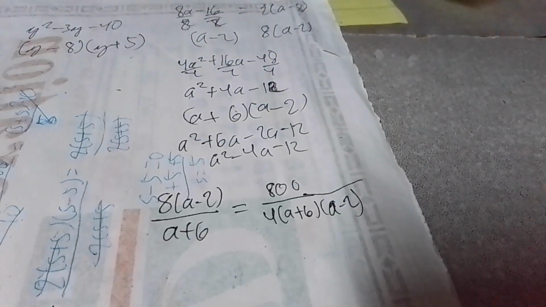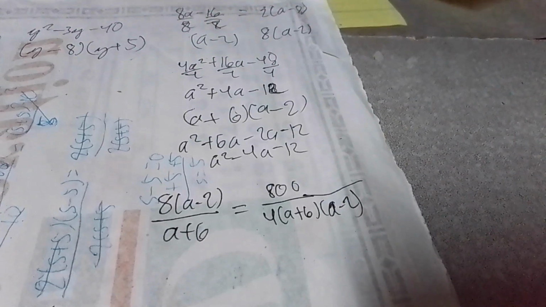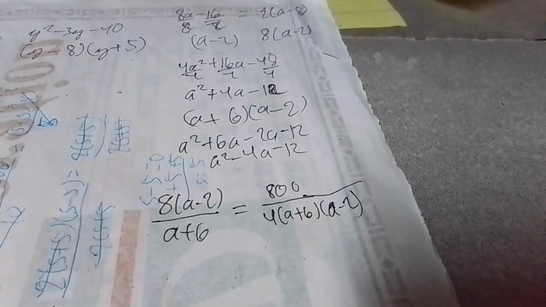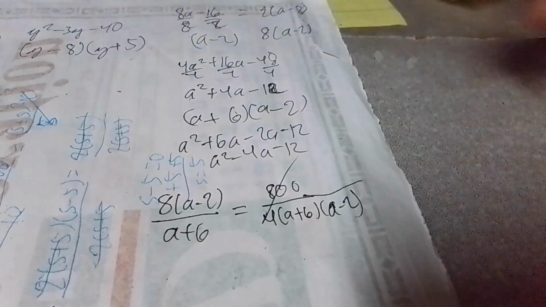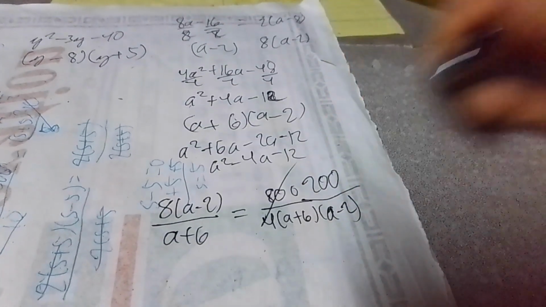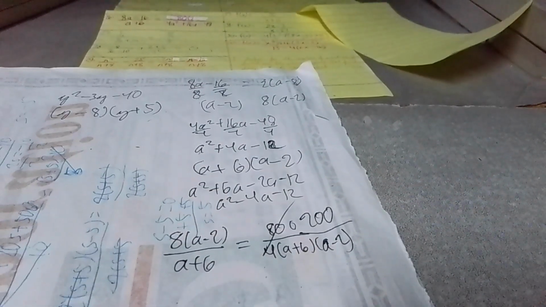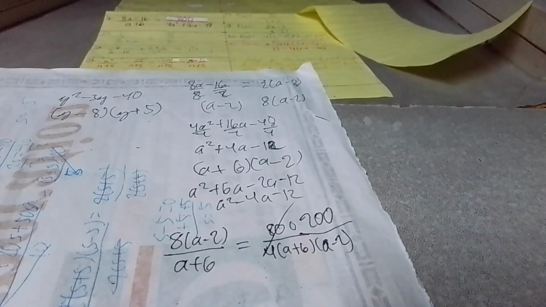Before that, if there's anything that we need to factor out, we can do that first. Let's say we can factor out 800 by 4, because remember, para mailis yung 4 na yan, we can factor this out. And 800 divided by 4 equals 200. Diba? So now we can solve for the answer.